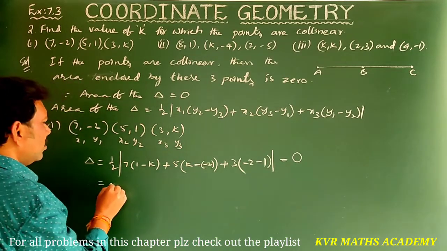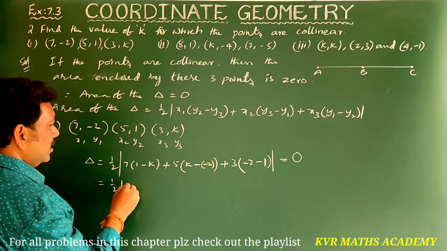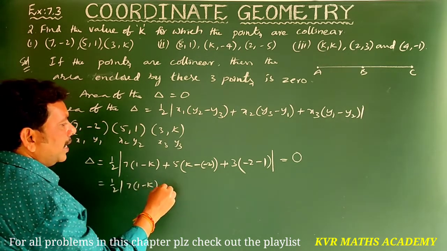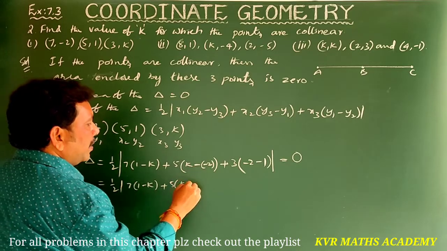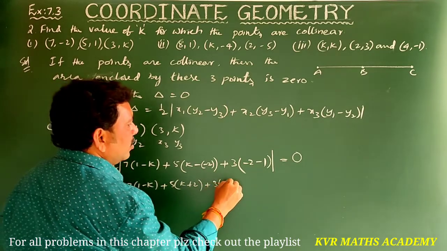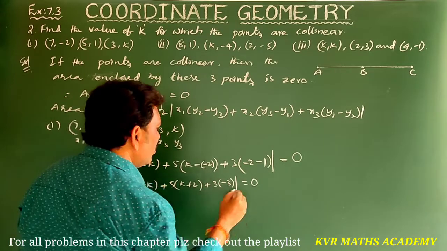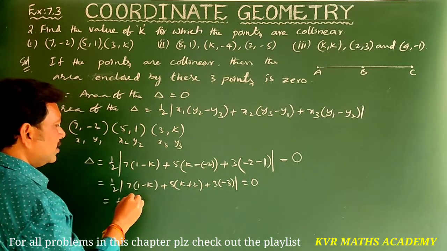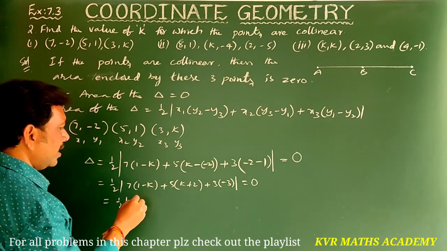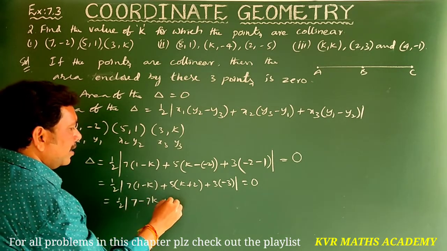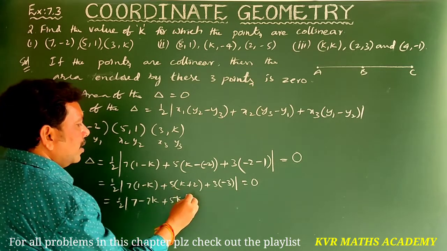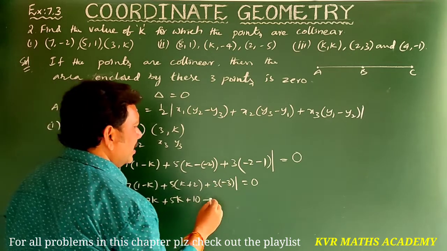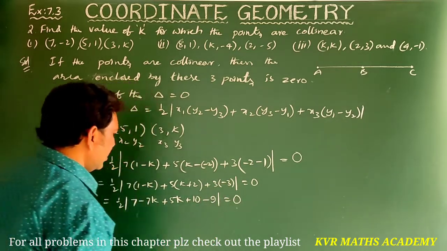So that is equal to half modulus of 7 into (1 minus k) plus 5 into (k plus 2) plus 3 into minus 3 is equal to 0. That is half modulus of 7 into 1, 7 minus 7k plus 5k plus 5 twos are 10, plus 3 into minus 3, minus 9, is equal to 0.